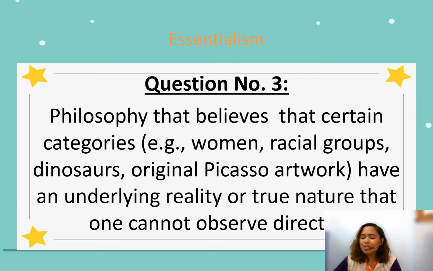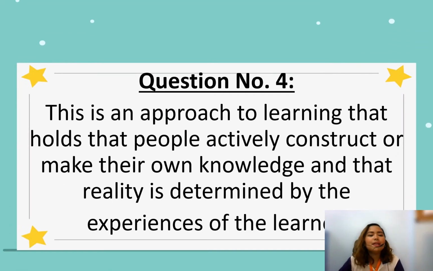Okay. Now, let's have the question number 4. This is an approach to learning that holds that people actively construct or make their own knowledge, and that reality is determined by experience of the learner. For our clue today, we have construct or make their own knowledge. Okay? That is determined by experiences. So, from experience natin, we will create our own knowledge. What philosophy is that? 1, 2, 3. The correct answer is constructivism. Now, let's have the 5th question for today.